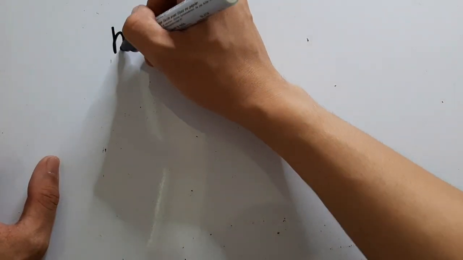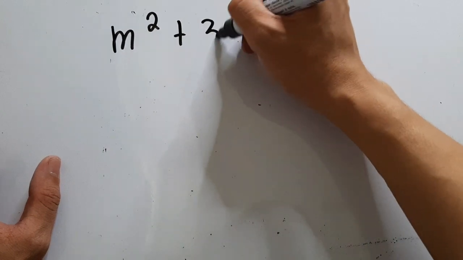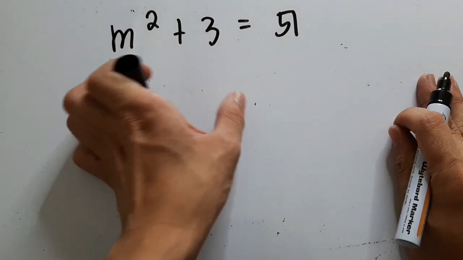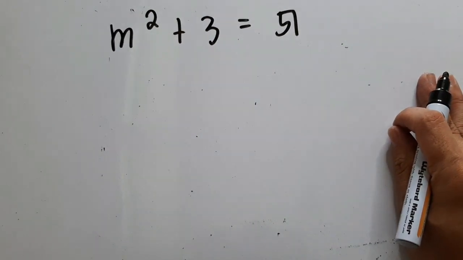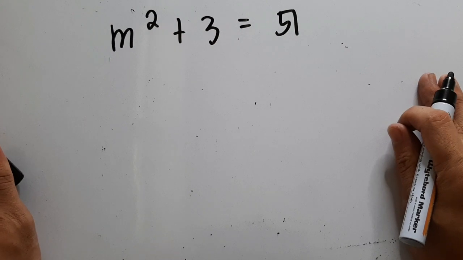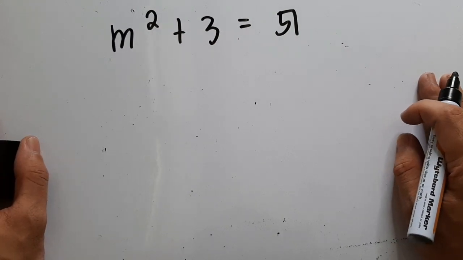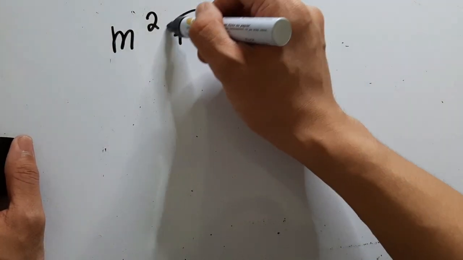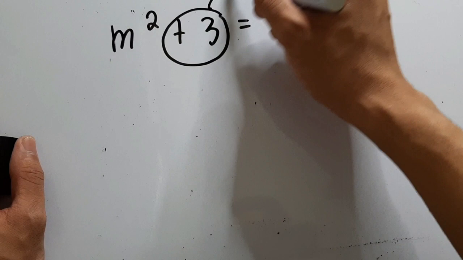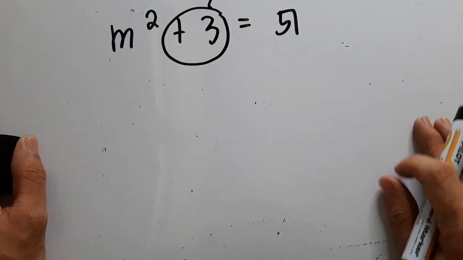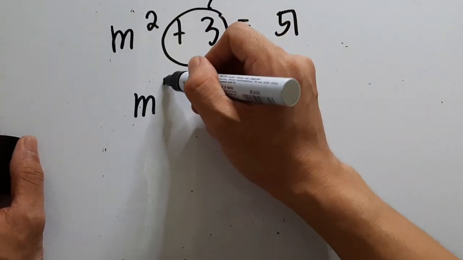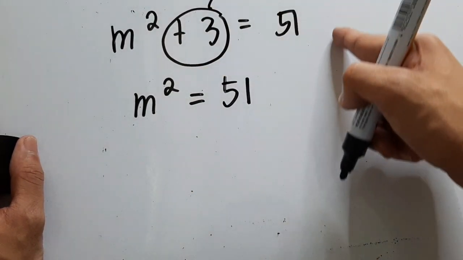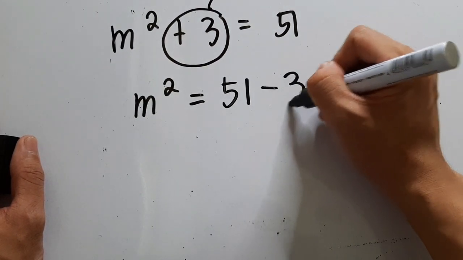Let's have m squared plus 3 is equal to 51. So, kanina, x ang ginamit nating variable. Dito naman ay m. Same pa rin naman ang procedure na gagawin natin. So, ang gagawin natin, i-extract natin ang square roots. Pero bago yon, let us first transfer positive 3 to the other side. So, we have m square equals 51. Si positive 3, pag nilipat sa kabila, magiging negative 3.